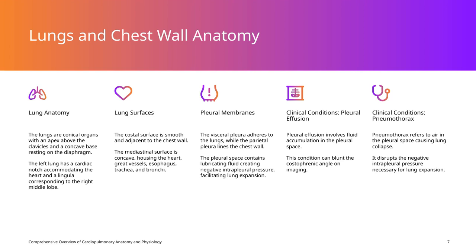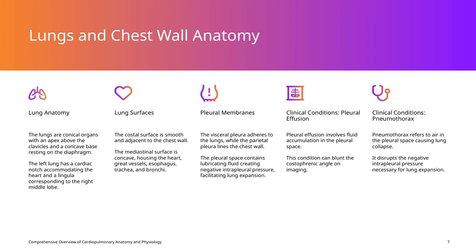This fluid creates a negative pressure, or negative intrapleural pressure, which is essential for allowing the lungs to expand smoothly during breathing. Understanding this, we see how critical the integrity of these membranes and the pleural space is. When fluid accumulates in this space, it leads to a condition called pleural effusion. On imaging, this can be seen as a blunting of the costophrenic angle.